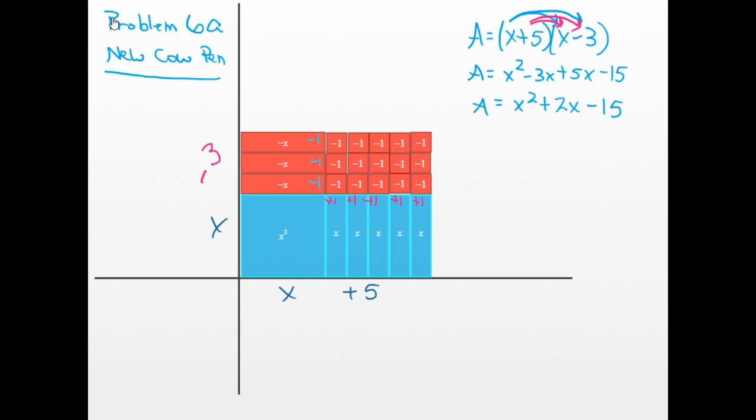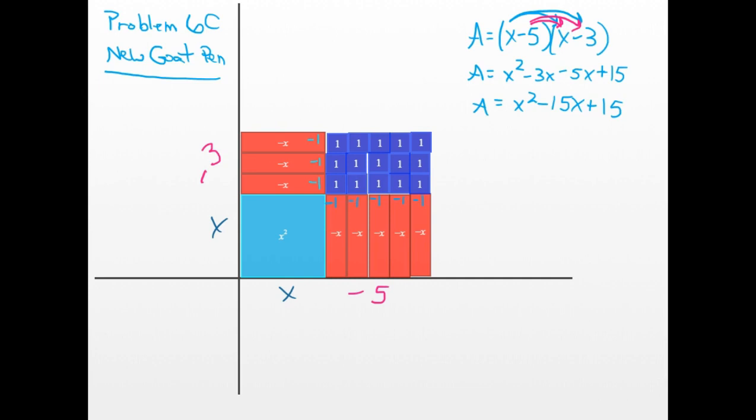So we're starting with that x squared, which we see here. Then we have 5 positive x's and 3 negative x's, which leaves me with 2 positive x's. Then I have 15 negatives, which you can see here in this last term.